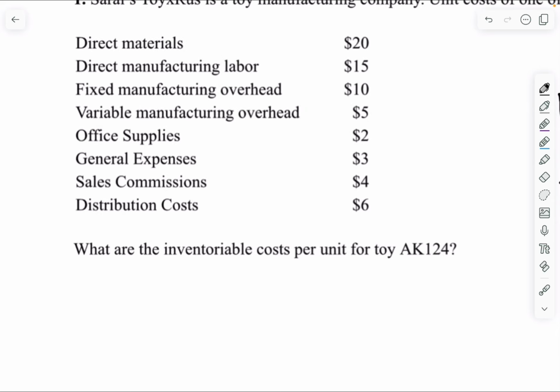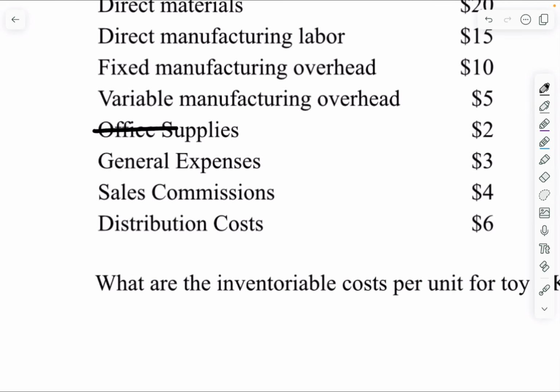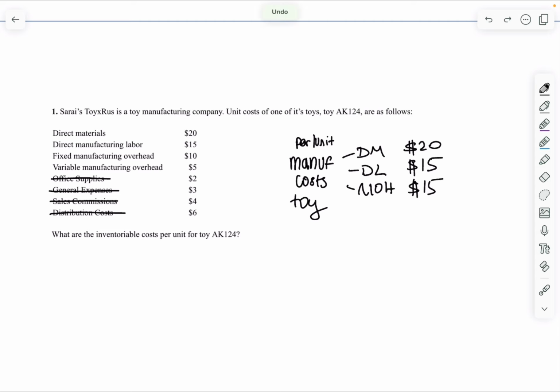These costs are irrelevant because they have nothing to do with making the toy. This is office related, this is general expenses, this is sales related, this is distribution related. So none of these are manufacturing related, and so therefore they are not manufacturing costs. So if you add up these costs, you get a total of $50 in manufacturing costs per toy. So the inventoriable cost per unit for this specific toy is $50.